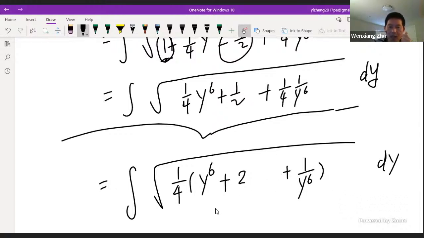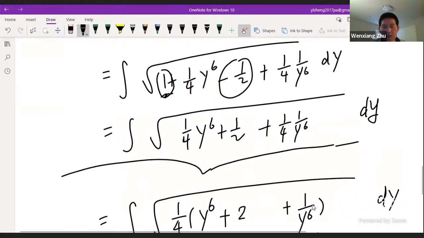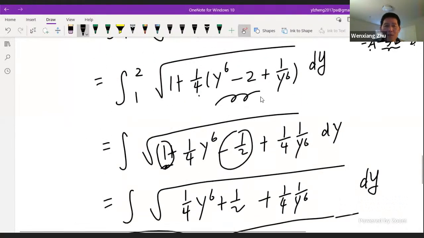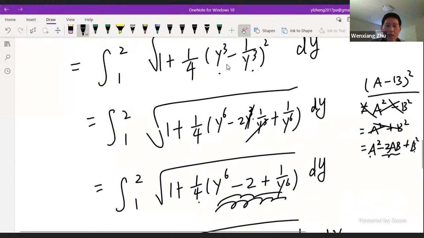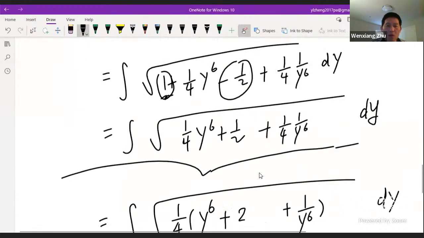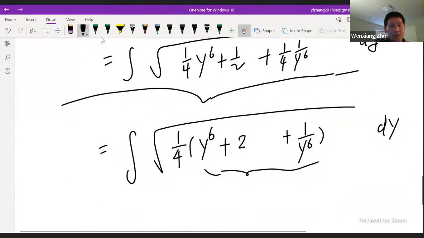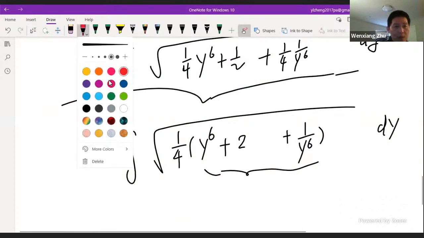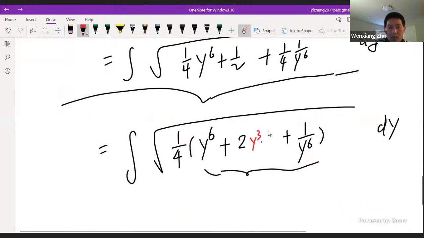So it turns out this is a perfect square. Why is that? Because this term, y to the 6 plus 2 plus 1 over y to the 6, looks very similar to this term you see here. And how do I get this one? This is like the expansion of y cubed minus 1 over y cubed. So if you realize, this 2 actually means y cubed times 1 over y cubed. If you have done a lot of problems in pre-calculus, you realize this one here. So this guy can be written as a perfect square.